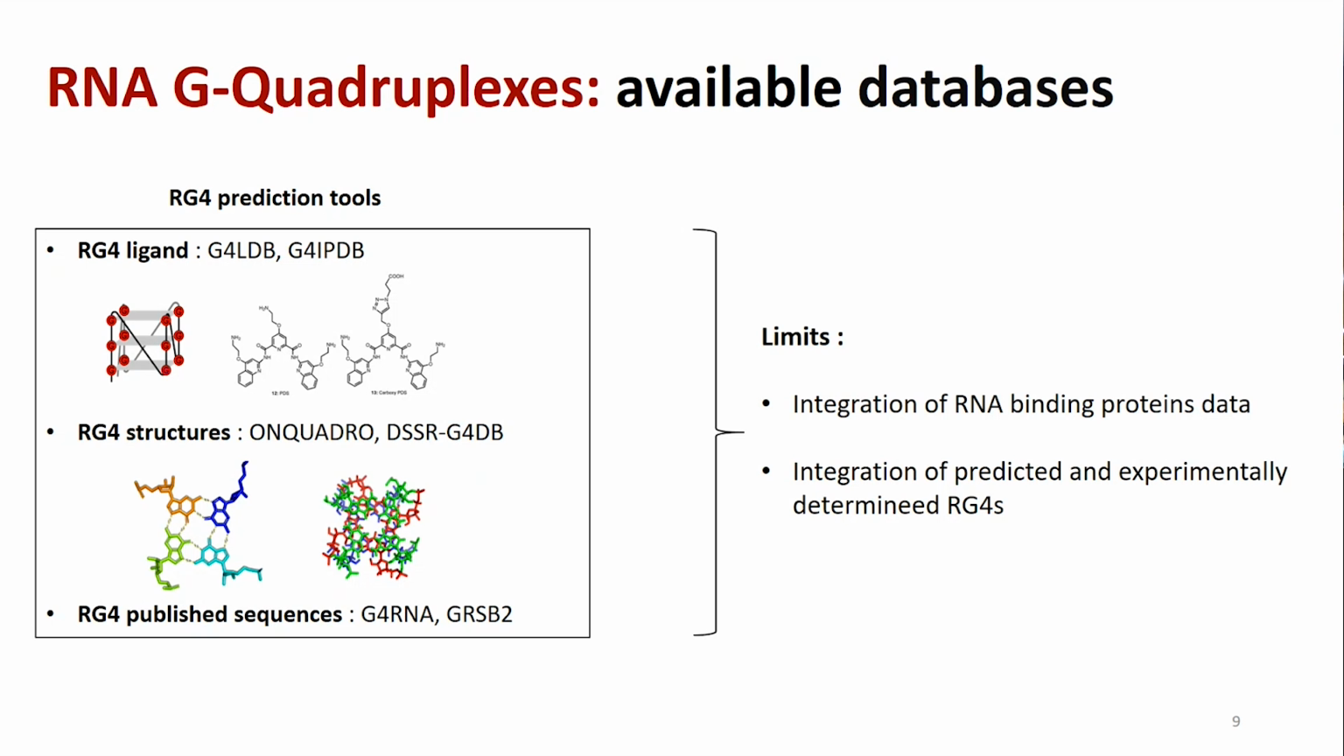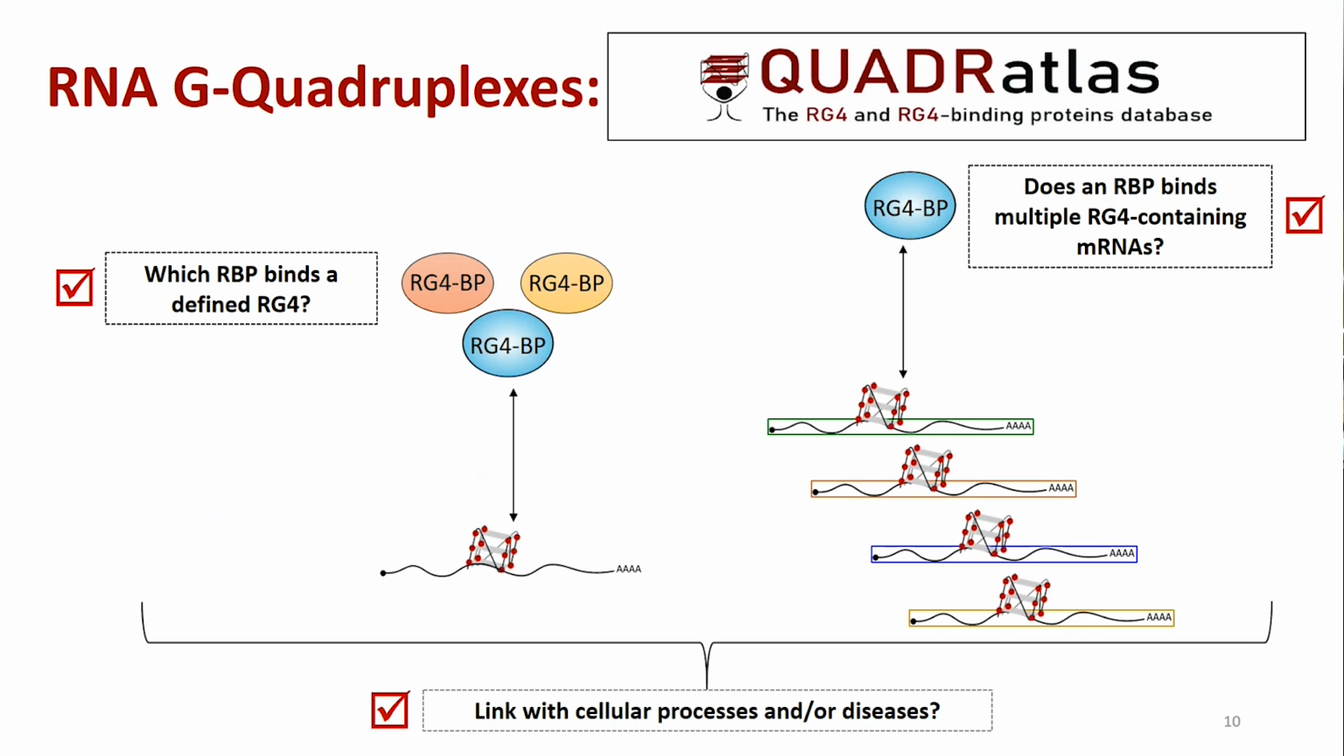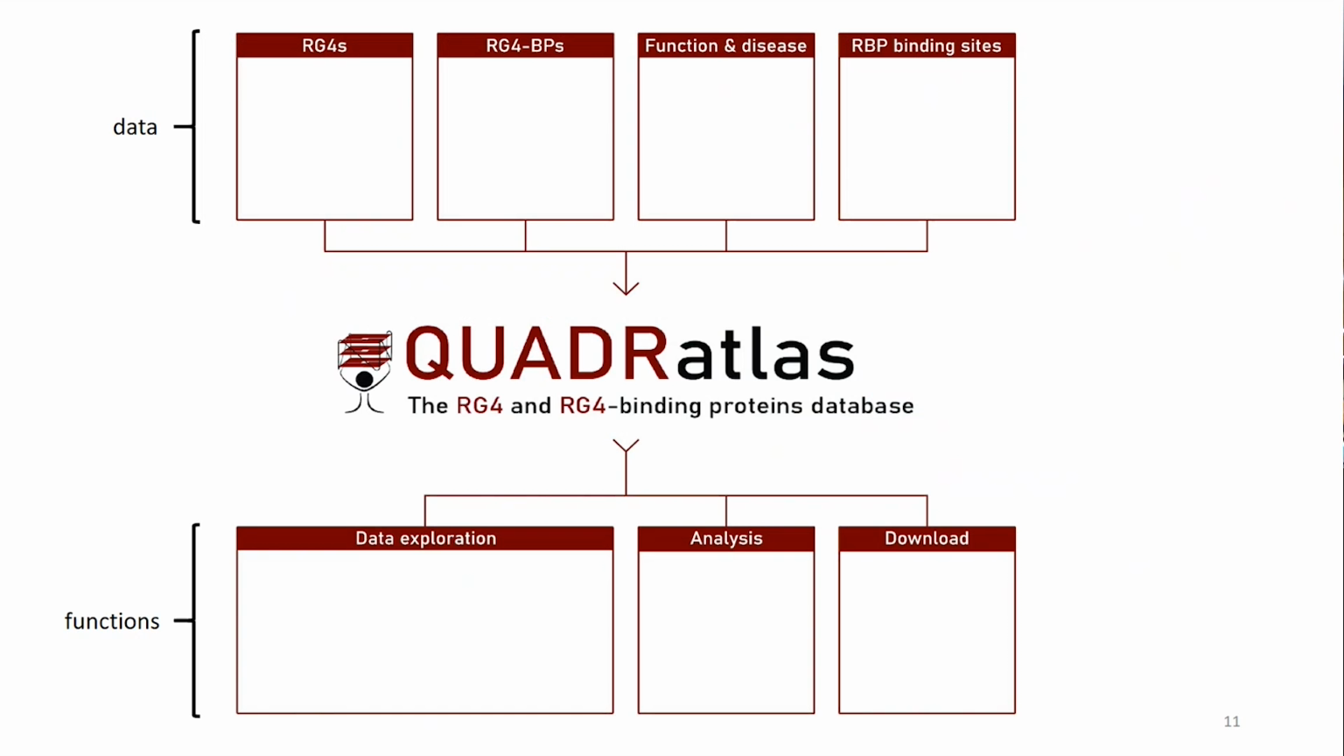So here the limit is that none of these databases deal with the interaction with RNA-binding proteins, and we didn't find any integration of prediction and experimentally determined RG4. So with QUADRatlas, we found a way to link RNA-binding proteins and the target RG4s. I will explain the data of the database and then every function that we made.